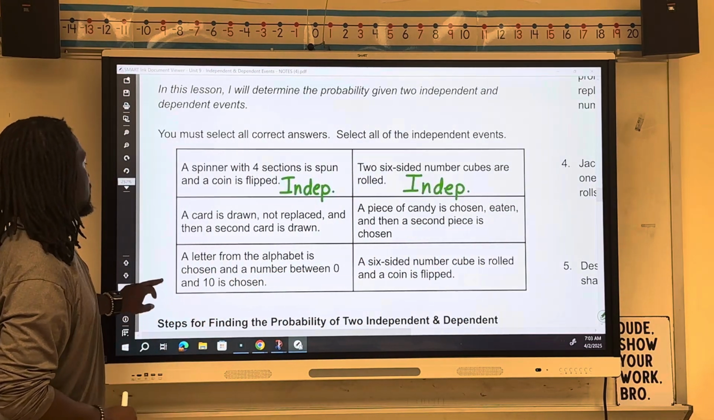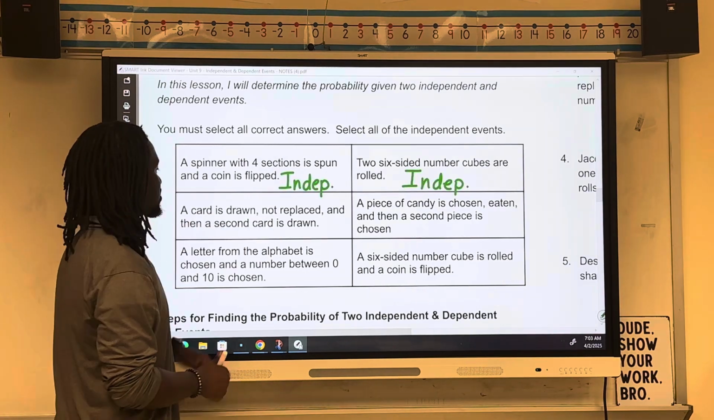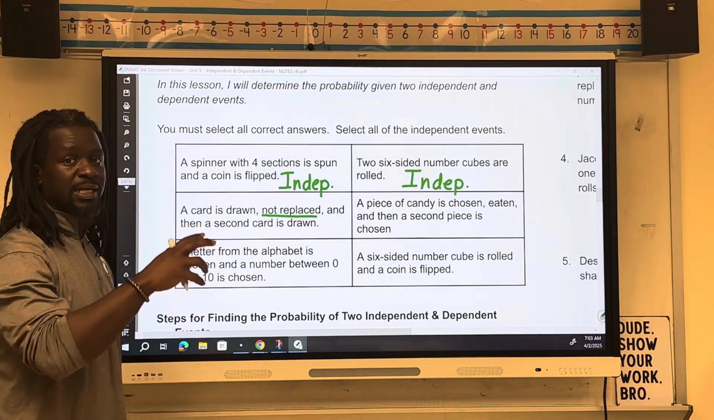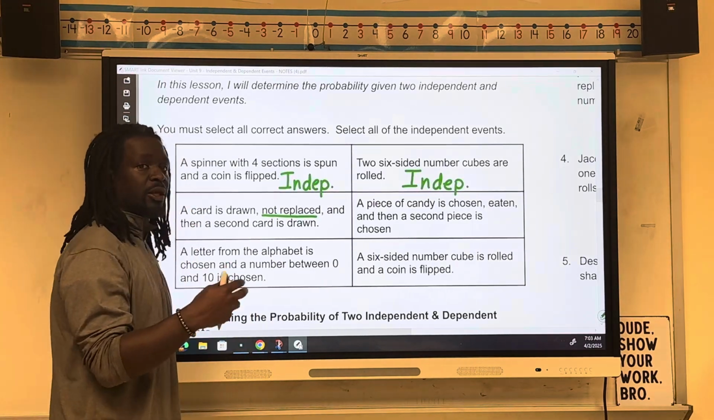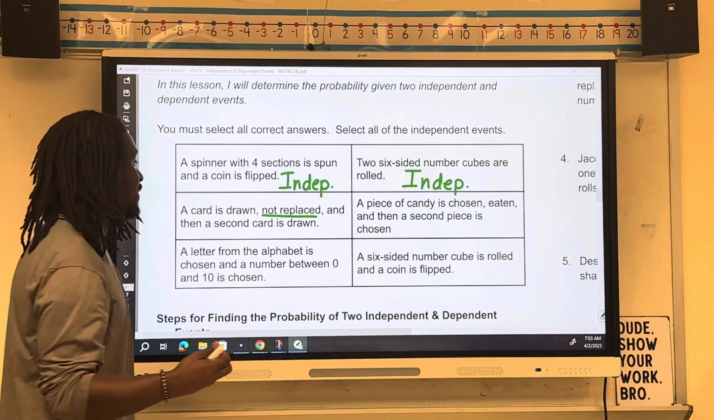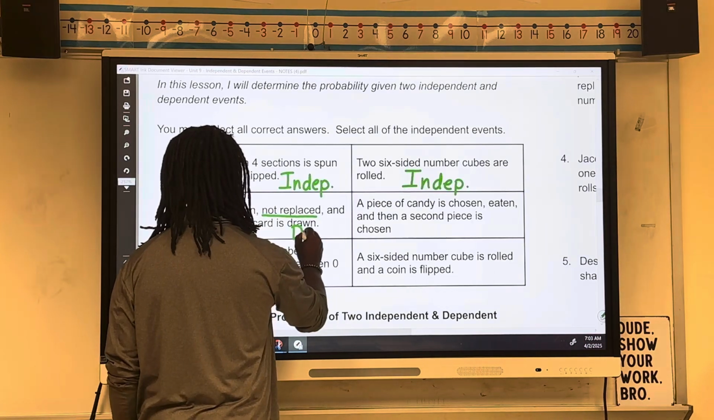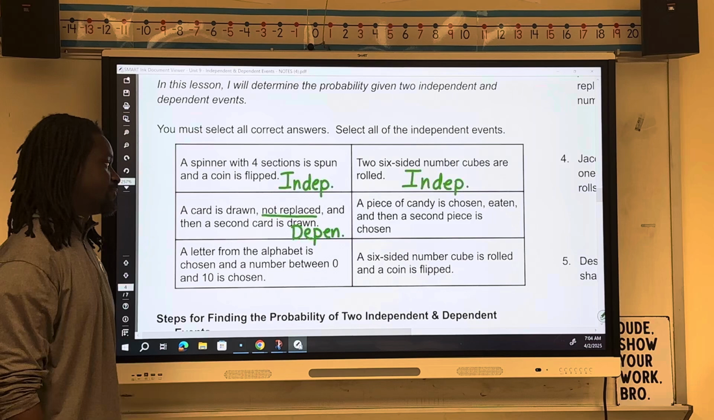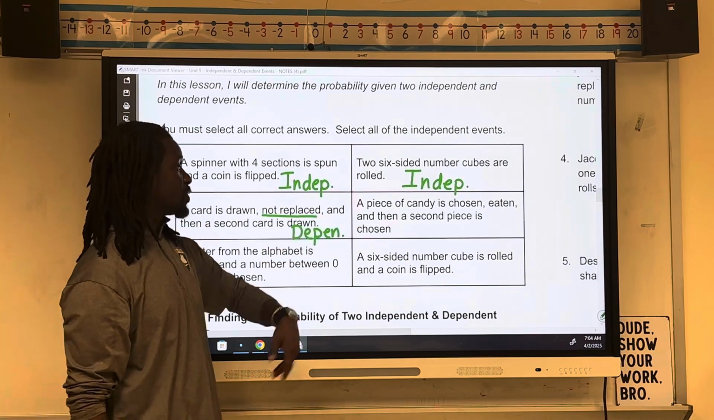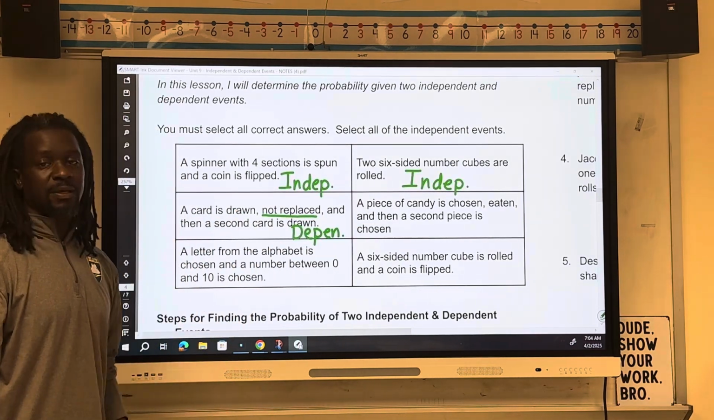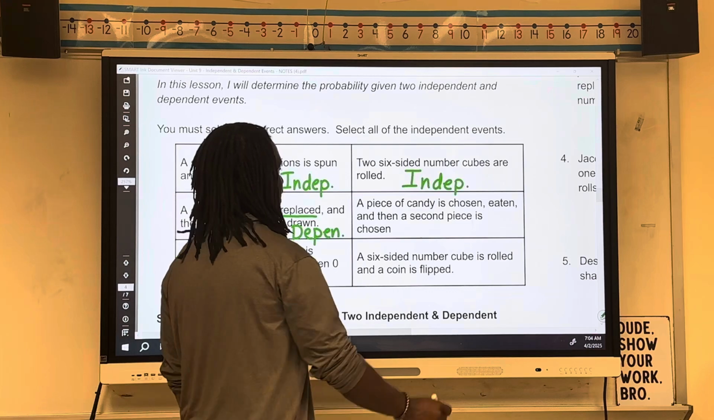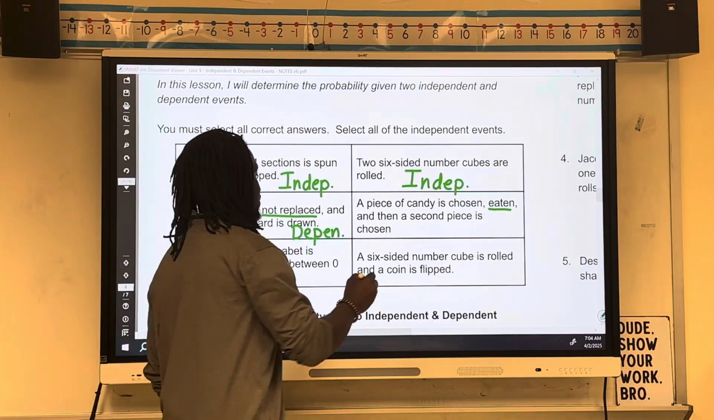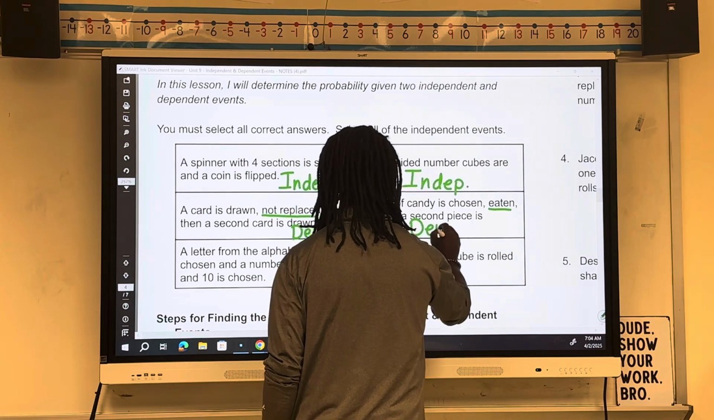A card is drawn, it is not replaced, and then a second card is drawn. Because it is not being replaced, you're going to lose one card after drawing. Therefore, it is dependent. A piece of candy is chosen, eaten, and then the second piece is chosen. Again, because I am eating one, I am losing one of the outcomes, so it is dependent.